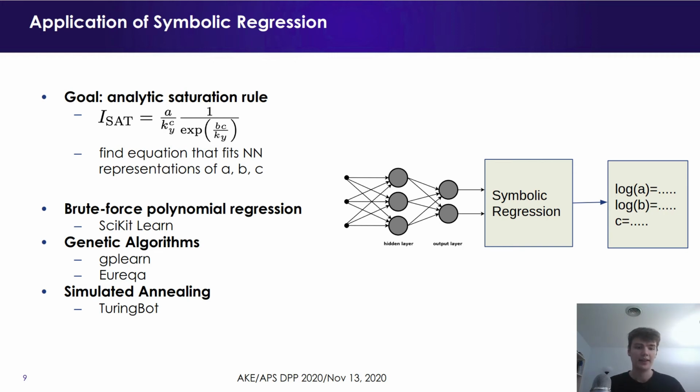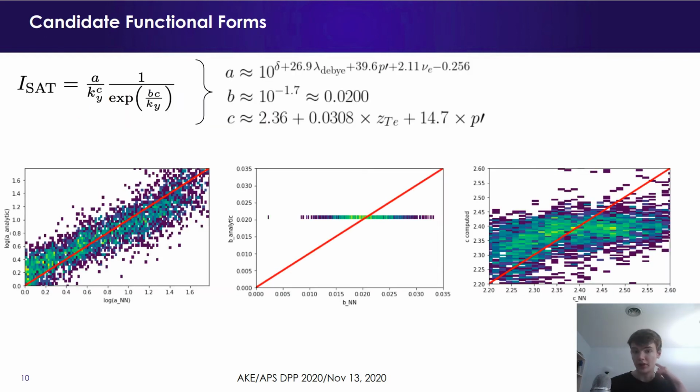And finally, we looked at simulated annealing, which is a special technique for optimizing functions. And we used TuringBot, which is a software that does that very well. And from the output of TuringBot, we got the following equations. So you can see A, B, and C are roughly equal to these three equations. And then all we would do is from the database, we would take these equations, plug them in for the A, B, and C coefficients, and then see how well they fared.